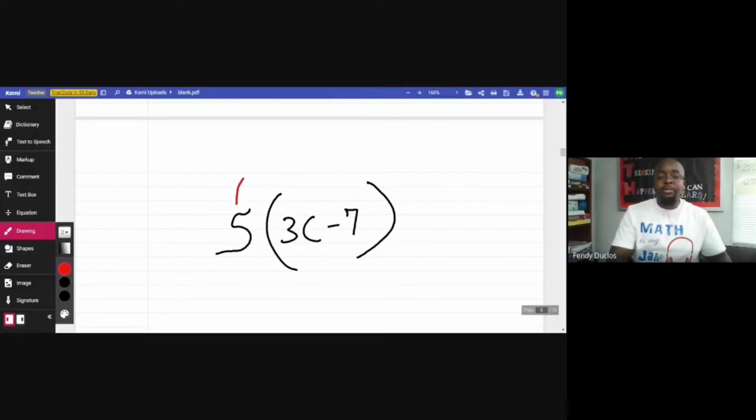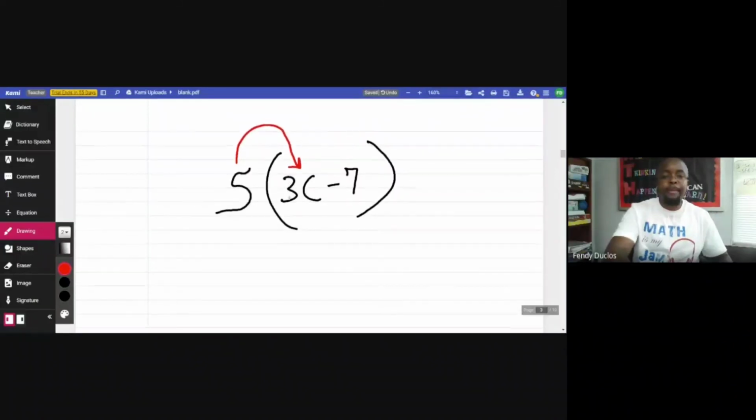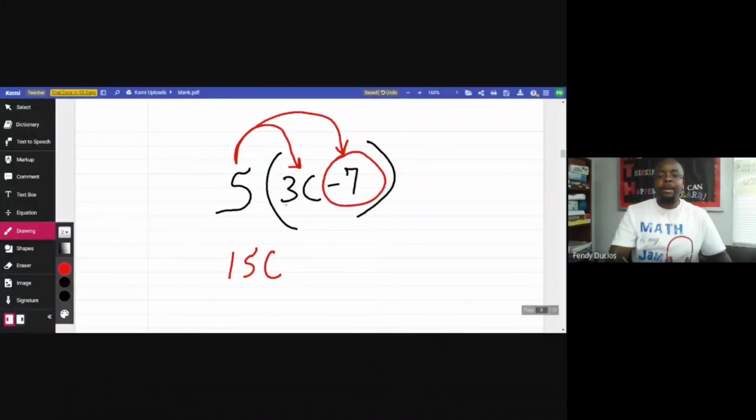5 is going to be distributed to everything inside. So I have 5 times 3. Scroll up a bit. That's better. 5 times 3 equals 15. And the c comes along, okay, because we're distributing it to the whole thing. So that's 15c. And now I'm going to take the 5 again and I'm going to distribute it to this -7 here. 5 times -7 is -35. Double check and see if you got it right on your own.